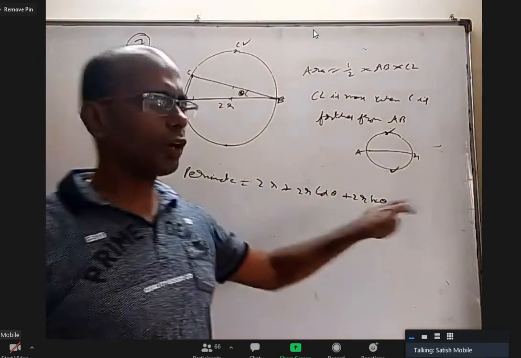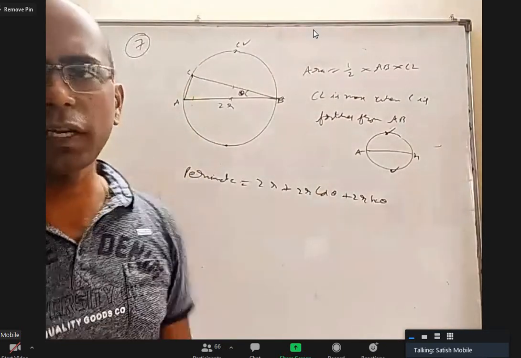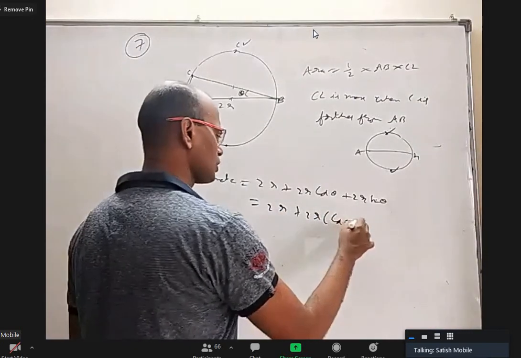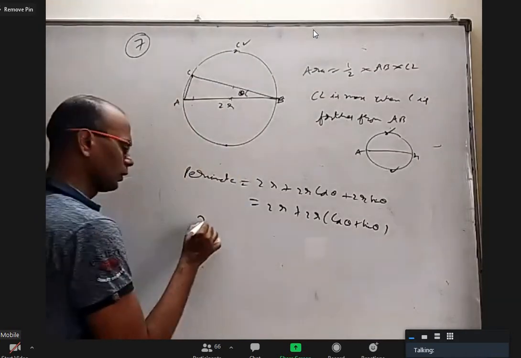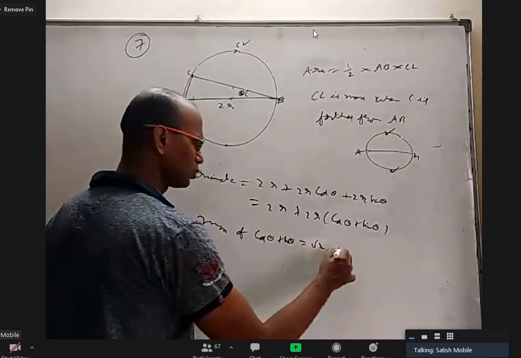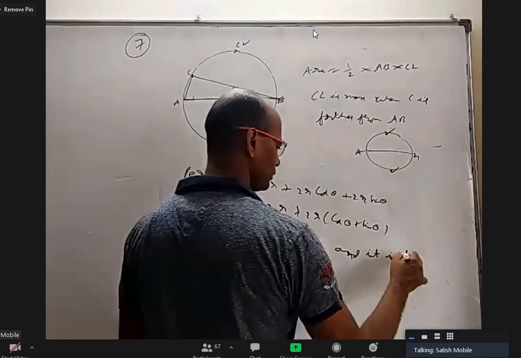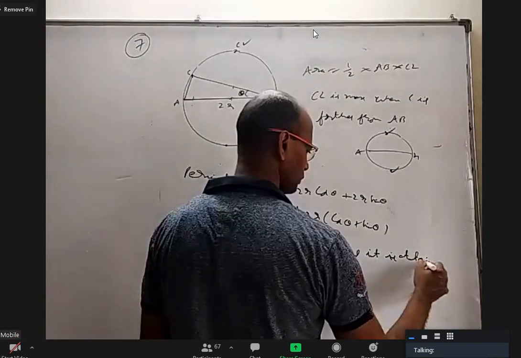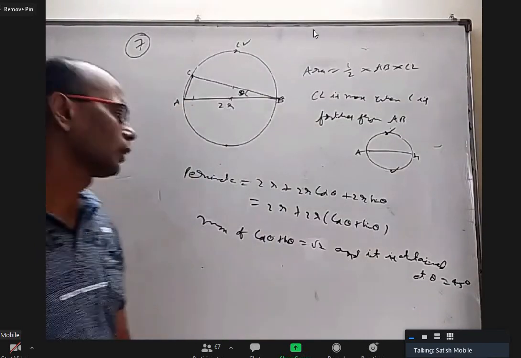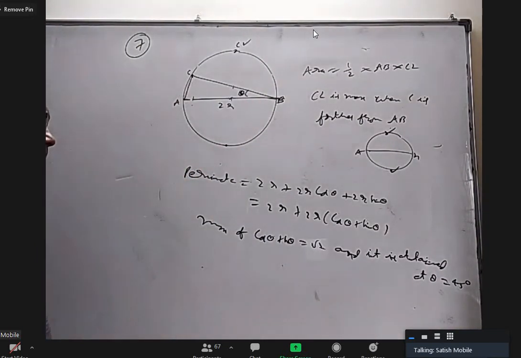In trigonometry, we know cos theta plus sin theta has a maximum value of √2. Not only that, we know the maximum happens when theta is 45 degrees. So 2r plus 2r times cos theta plus sin theta. The maximum of cos theta plus sin theta is √2, attained at theta equal to 45 degrees. So when theta is 45, this is also a 45 degree right angle isosceles triangle again.